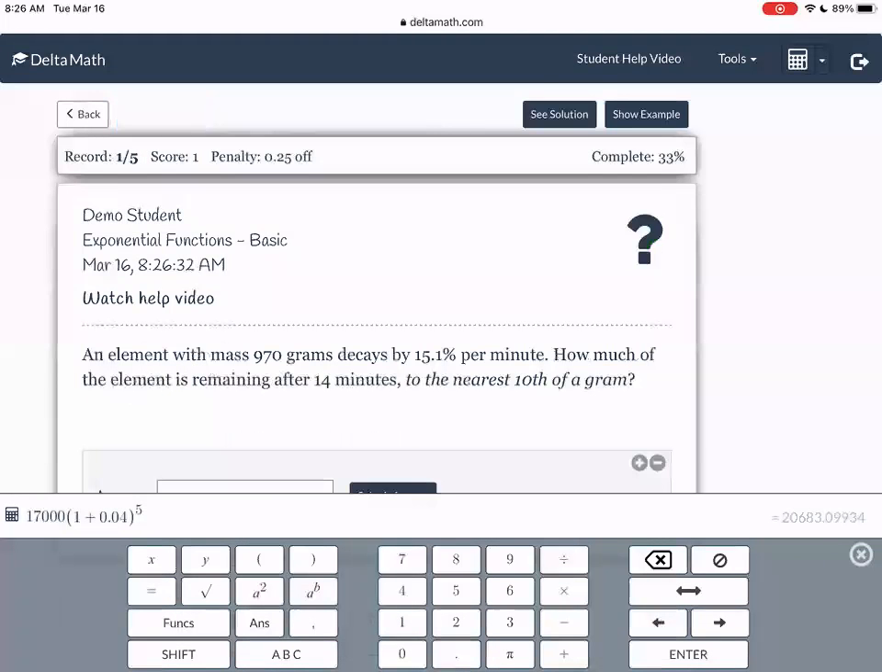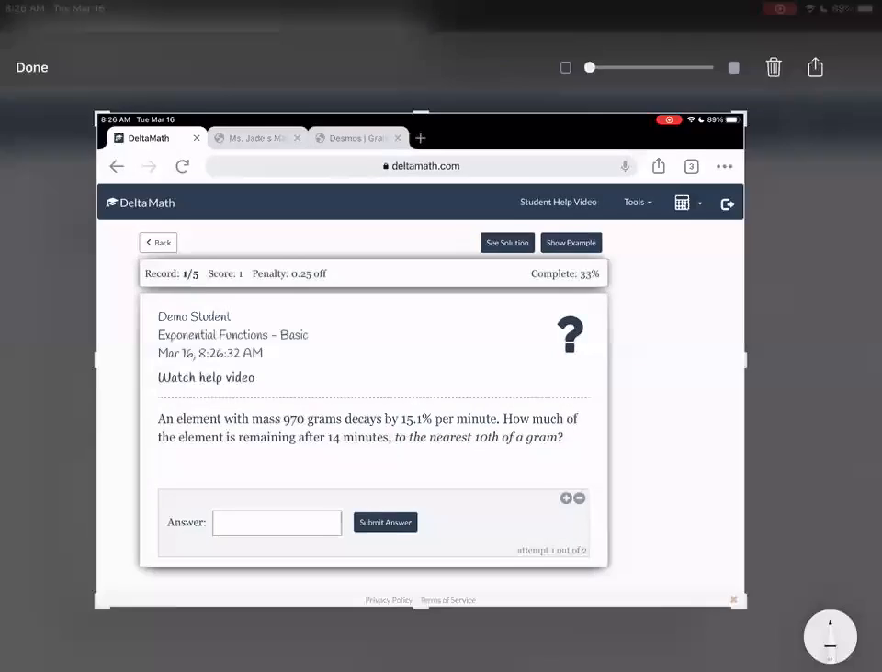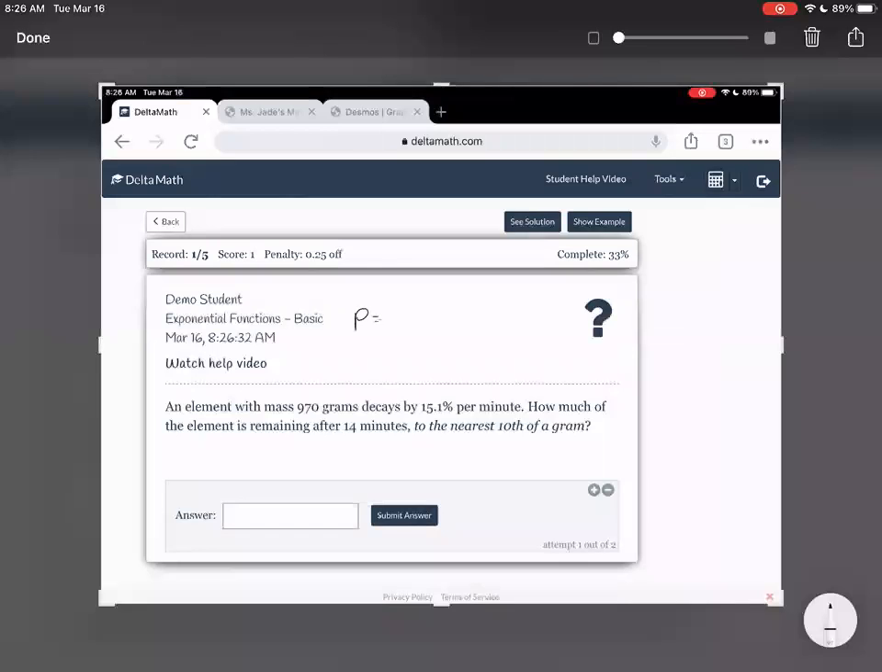And let's do another example. And then let me screenshot this. Okay, so remember we're using this formula. Okay, so P, I'm just going to use it for, in this case, the amount of element. I know we're not talking about population anymore, but I already wrote P for the last problem, so P is what we're looking for anyways. So the amount of elements. Okay, an element with mass 970 grams decays by 15.1% per minute. How much of the elements is remaining after 14 minutes to the nearest tenth of a gram?